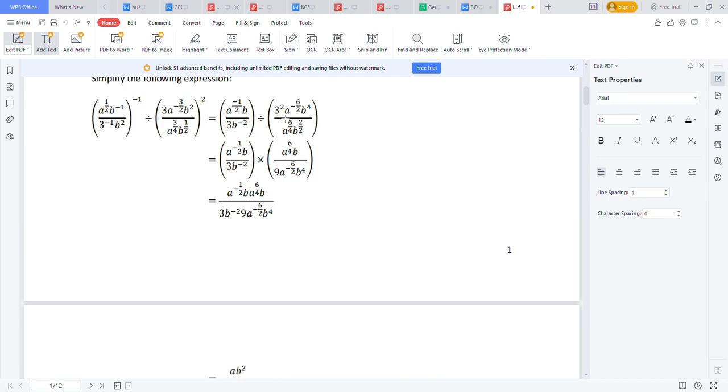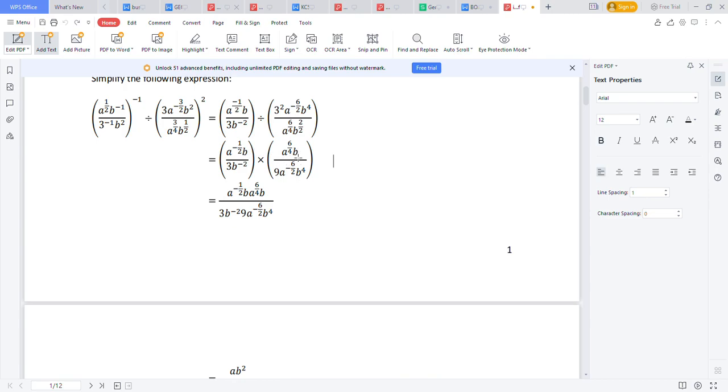So that is what is happening here. The reciprocal of this is going to be this one here. The reciprocal of this is going to be this one here. So now we are going to have this simple mathematics. Remember, we have here a raised to negative 2 raised to negative a half times a raised to 6b.